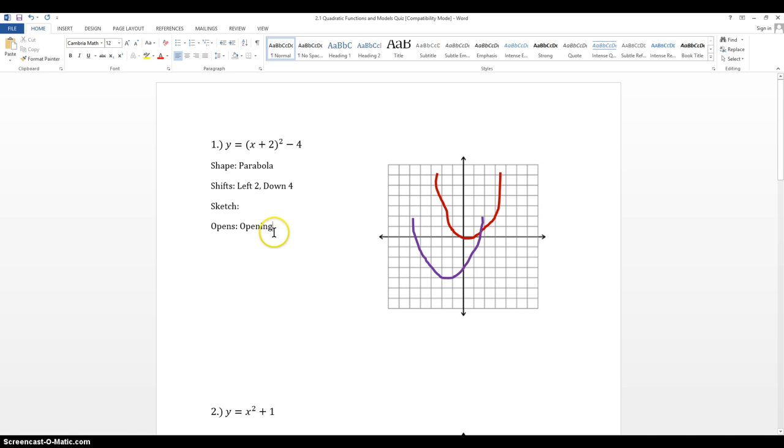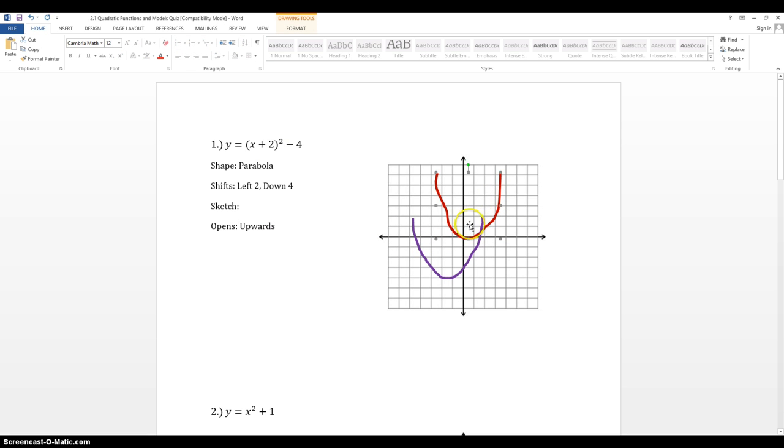Now, each question on your quiz will be worth 25 points. 5 points if you get the shape correct. 5 points if you get the shift correct. 5 points if you get the sketch correct, and each of those sketches will be counted separately. So your parent function will be counted for 5 points and your transformation function will be counted for 5 points. And then the question of opening up or down, I actually need to change this to upwards, will also be worth 5 points. So we have 5 points, 10 points, 15 points, 20 points, and 25 points.